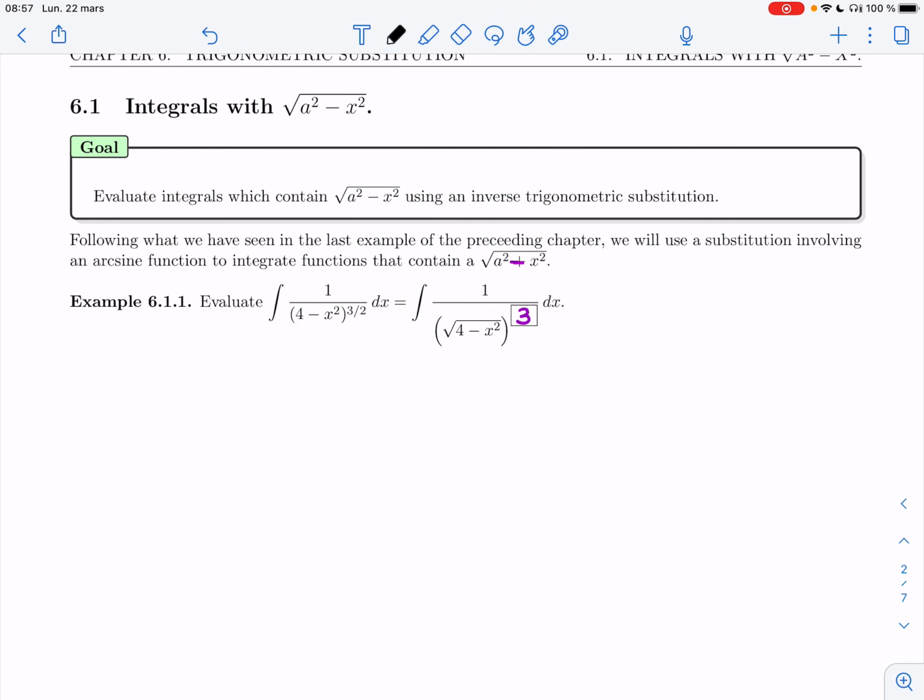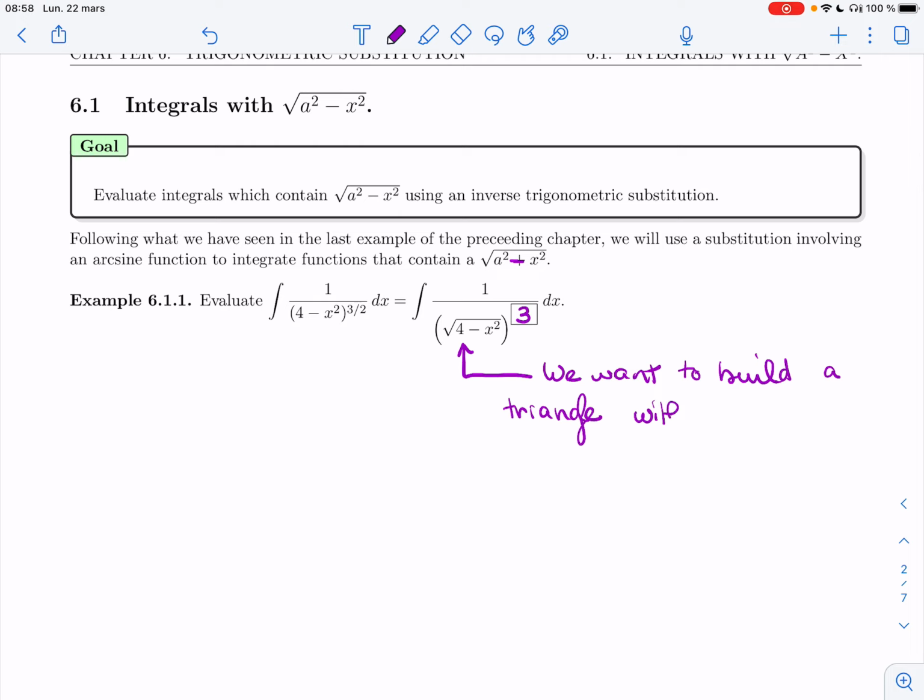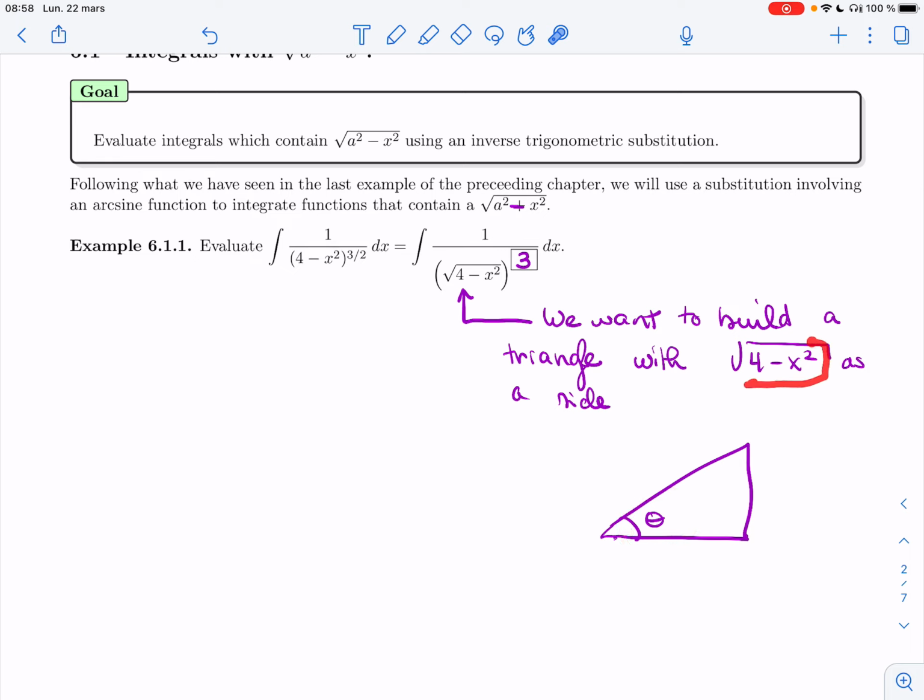All right, so here's the idea. I want to build a triangle, just like we did when we simplified inverse trig and trig functions mixed in. Do you remember? So we want to build a triangle with square root of 4 minus x squared as a side. That might be a pretty bad triangle. It's going to have an angle, so I'm going to be using a substitution where this becomes my new variable. I want square root of 4 minus x squared to be a side. Because I have a minus here, it's going to be one of the two shorter sides. I'm going to put 2 for the 4 and then x for the x squared right here. Right, so here's my triangle.